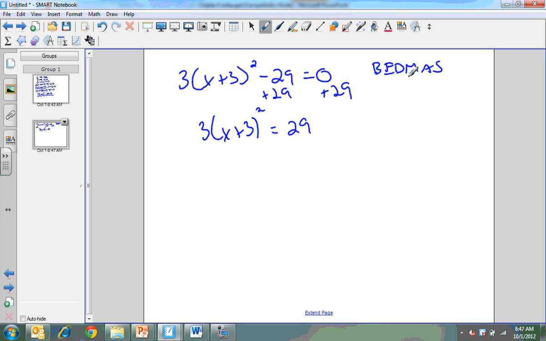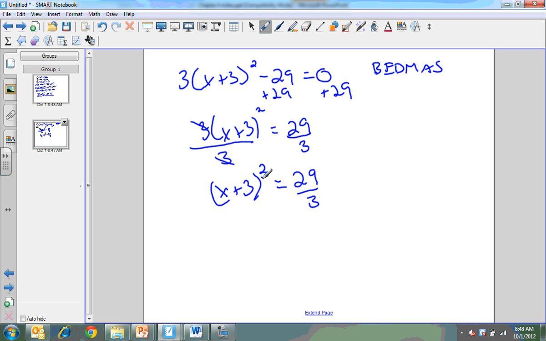Okay, then I do division, multiplication. So at this point, we're going to divide by 3 to get rid of this a value here. 29 over 3 doesn't divide evenly, so we just leave it as a fraction. Okay, you don't want to round the decimal off. Now at this point, we deal with exponents and brackets.